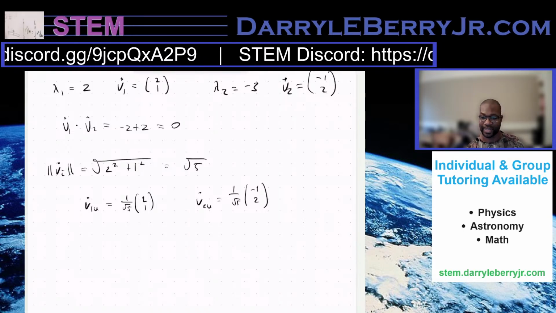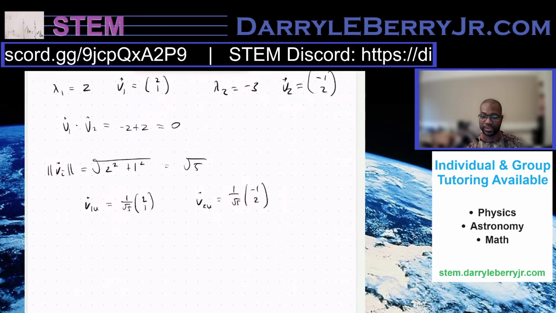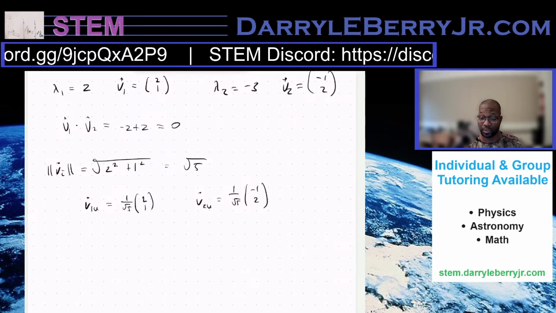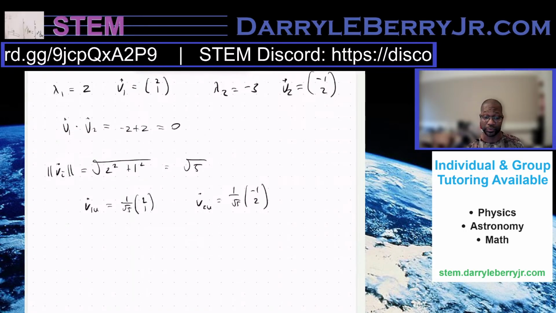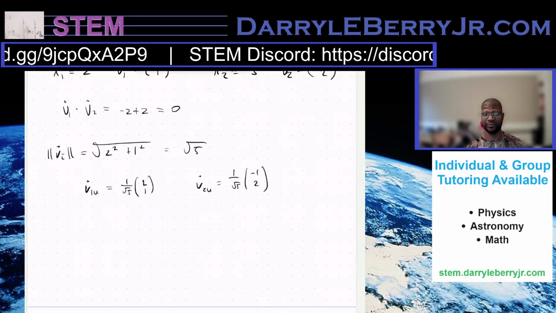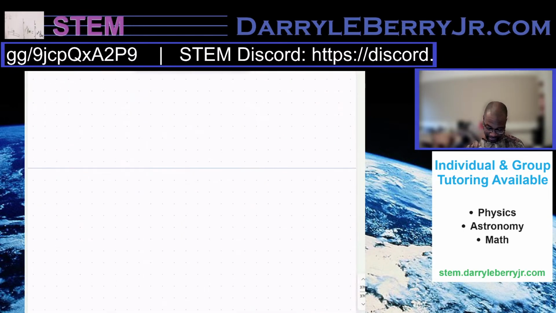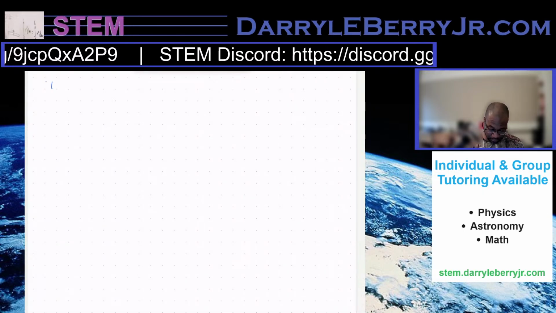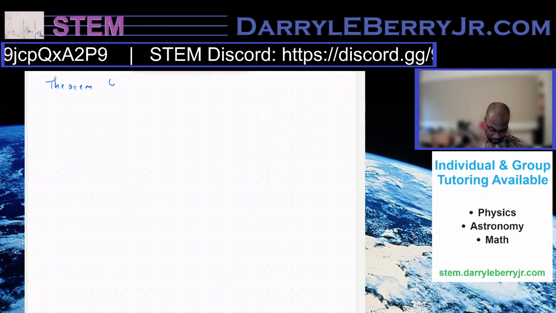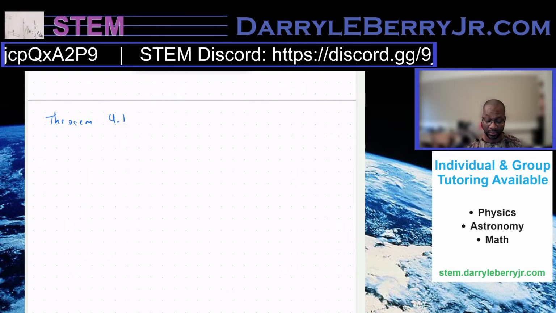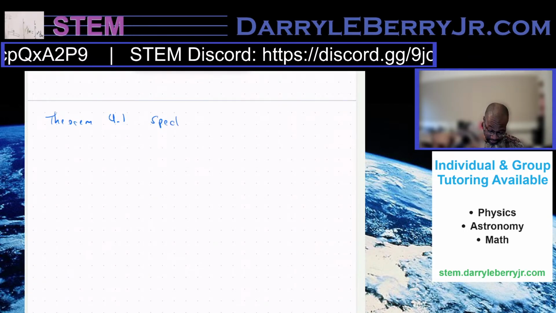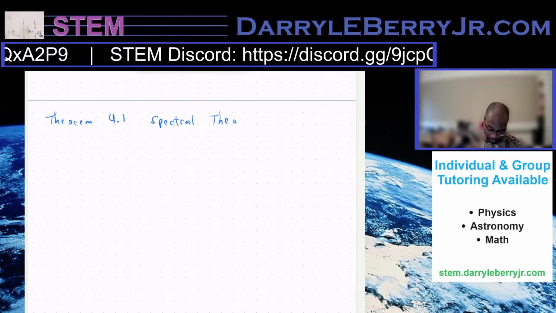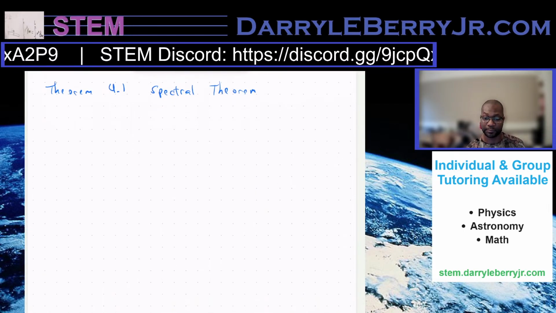In general, we have the following important result. Its name comes from the word spectrum, which is associated with the physical concept of decomposing light into its component colors, which is a favorite of mine, by the way. I love spectra. Theorem 4.1, spectral theorem. So this may be interesting. It has to do with something we do with spectra.